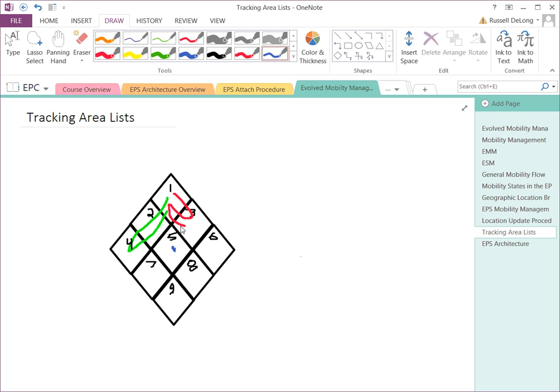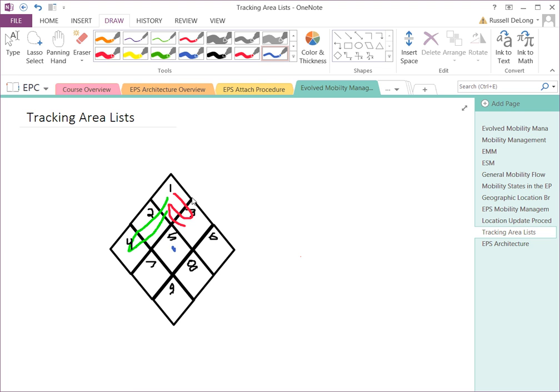5. So with tracking area lists, you can have the eNB dynamically update this list of used and previously used tracking areas of a specific user device. So you could say, well, device, this red UE, I'll give them a tracking area list of 1 and 3. And I'll give this green user a tracking area list of 1, 2, and 4. I'll give this blue user a tracking area list of 5.